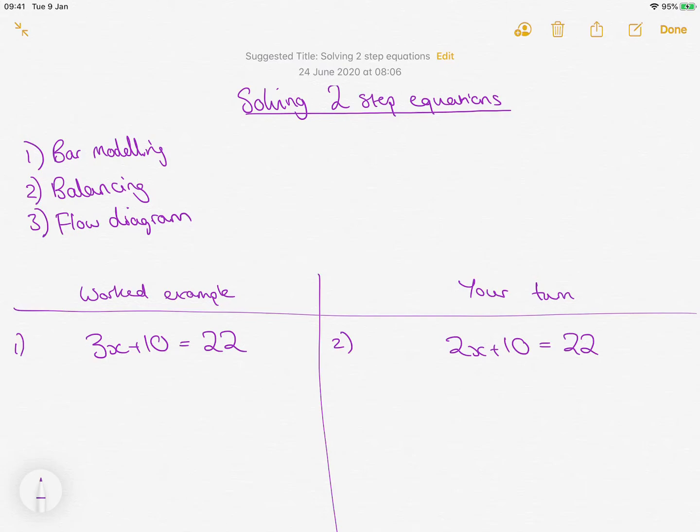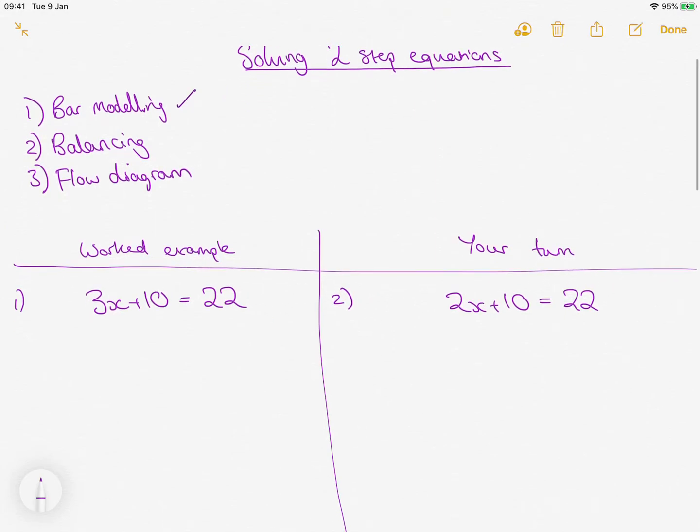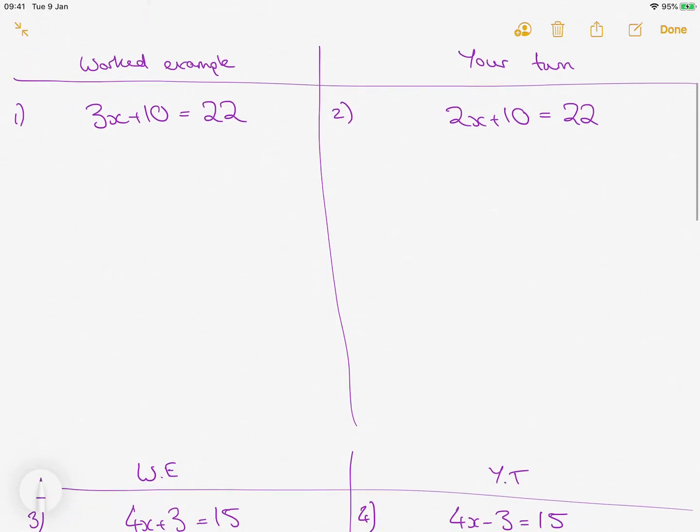First, I'm going to go through bar modelling, but that doesn't mean that you have to use bar modelling. If you prefer balancing, you can use balancing. If you prefer flow diagram, use that. So you choose your preferred method. I'm not forcing you to do bar modelling, it's just I'm going to go through each of these methods. Each of these methods I'm going to do 2 questions on, so just choose the method you prefer.